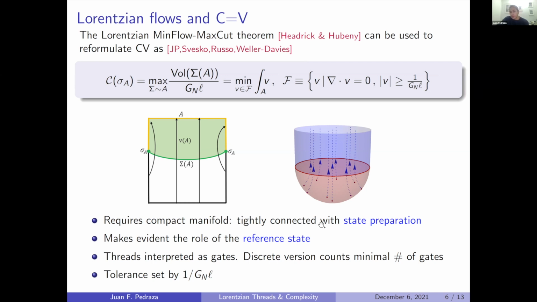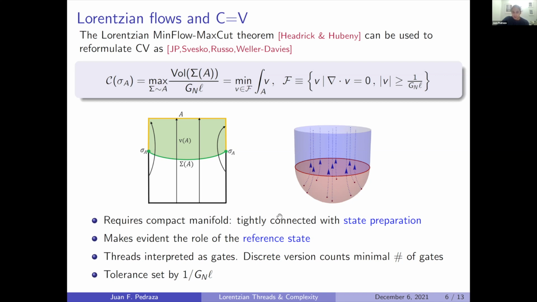In particular, we can see that if the reference and target states are the same, then we don't need to turn on any sources. And then what happens is that you can collapse this Euclidean part of the manifold to a point, and then the resulting volume is zero.